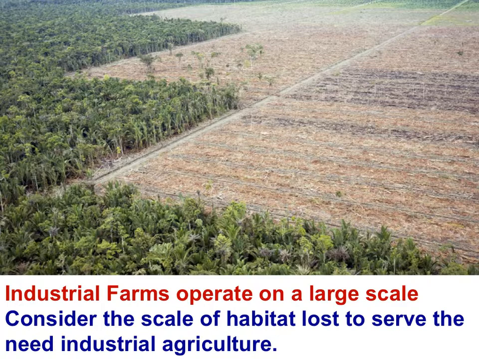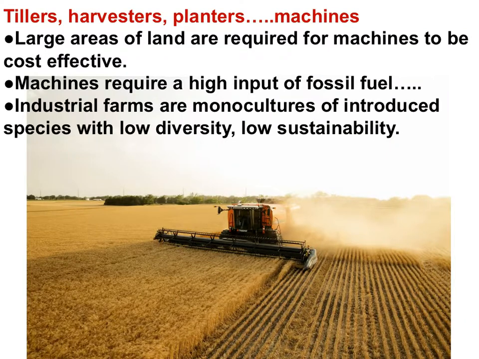Industrial commercial farms operate on a large scale. Consider the scale of habitat lost to serve the need of industrial agriculture. Industrial farms are highly mechanized, employing tillers and harvesters and planters. Machines and large areas of land are required for the machines to be cost-effective. Machines require a high input of fossil fuel, resulting in pollution.